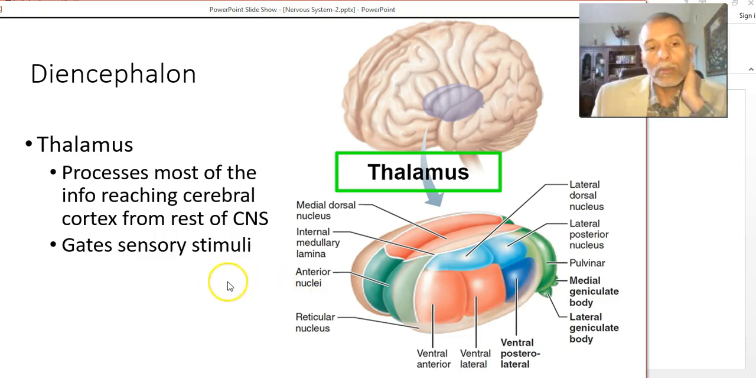So gating, if someone doesn't have appropriate functions in the thalamus, they would have difficulty, for example, regulating their attention, regulating their hyperactivity. When there's too much stimulation in the environment, these people cannot calm themselves down and so on.